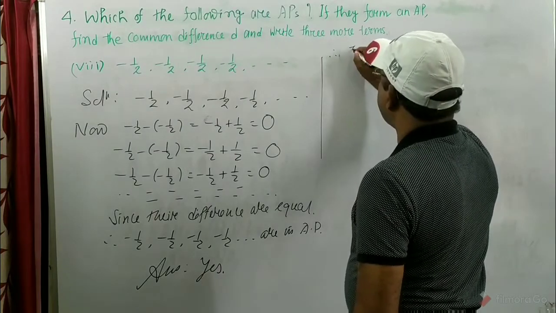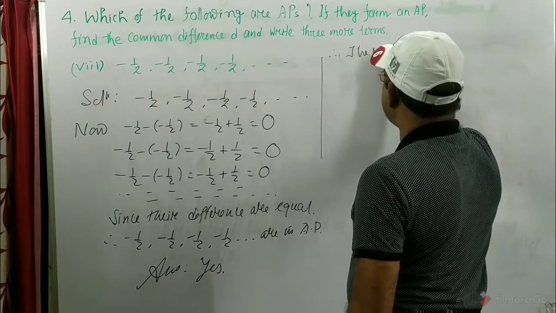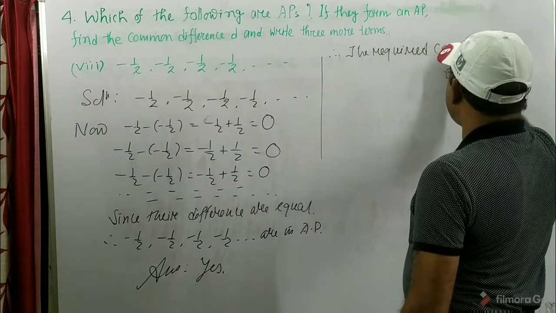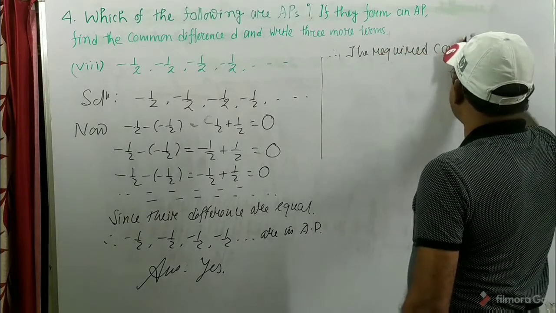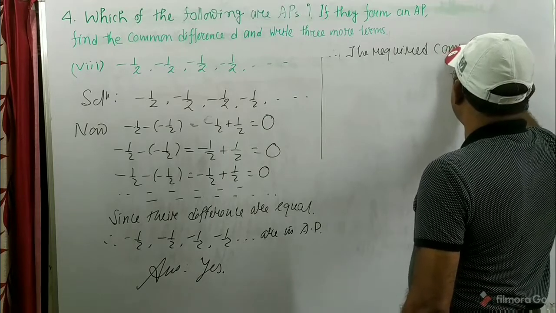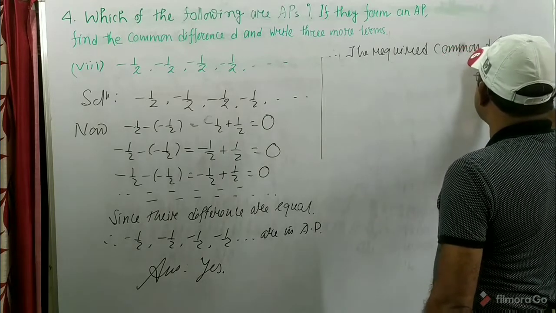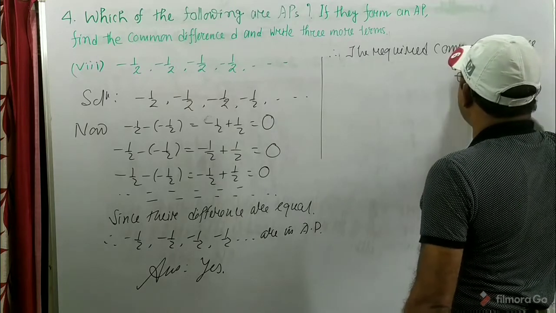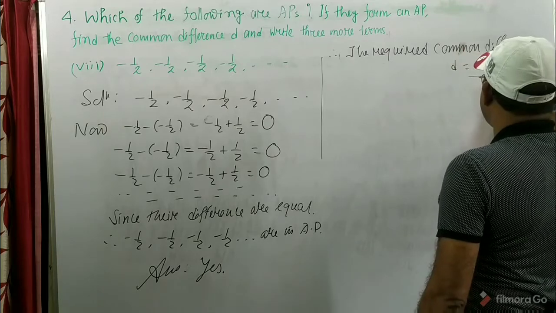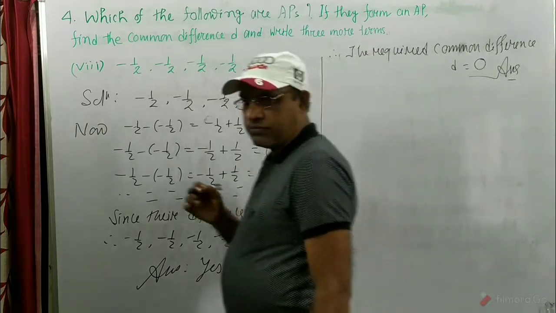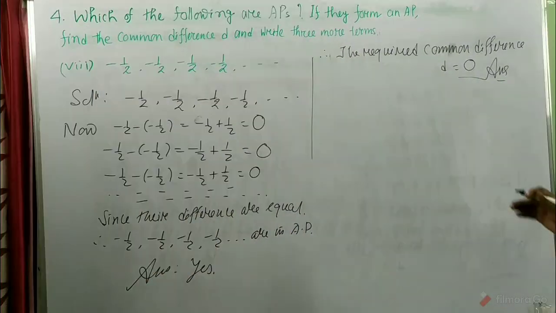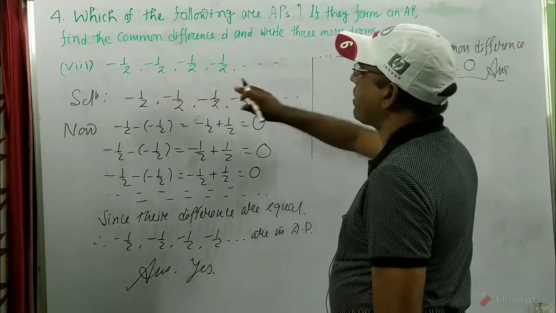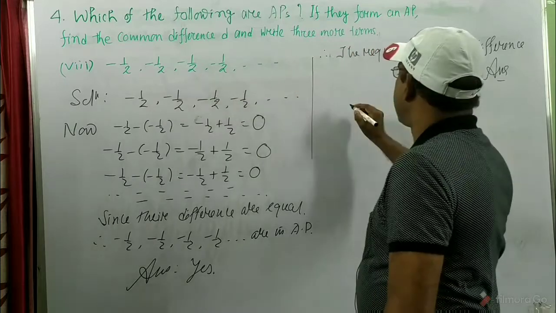Therefore the required common difference D equal to 0. This is another answer we get. Therefore the required common difference D equal to 0 we get. Next we have to find the remaining three terms.